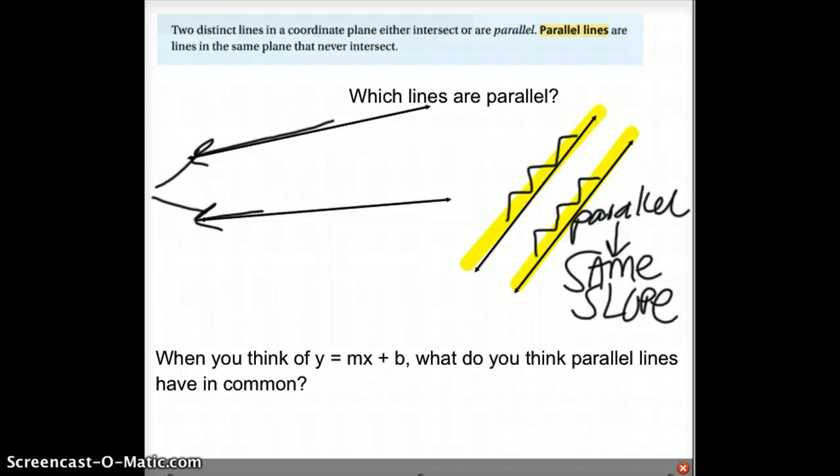So, if you looked at a y equals mx plus b equation, what do you think parallel lines have in common? They have the same slope. Their m in a y equals mx plus b equation would be the same.